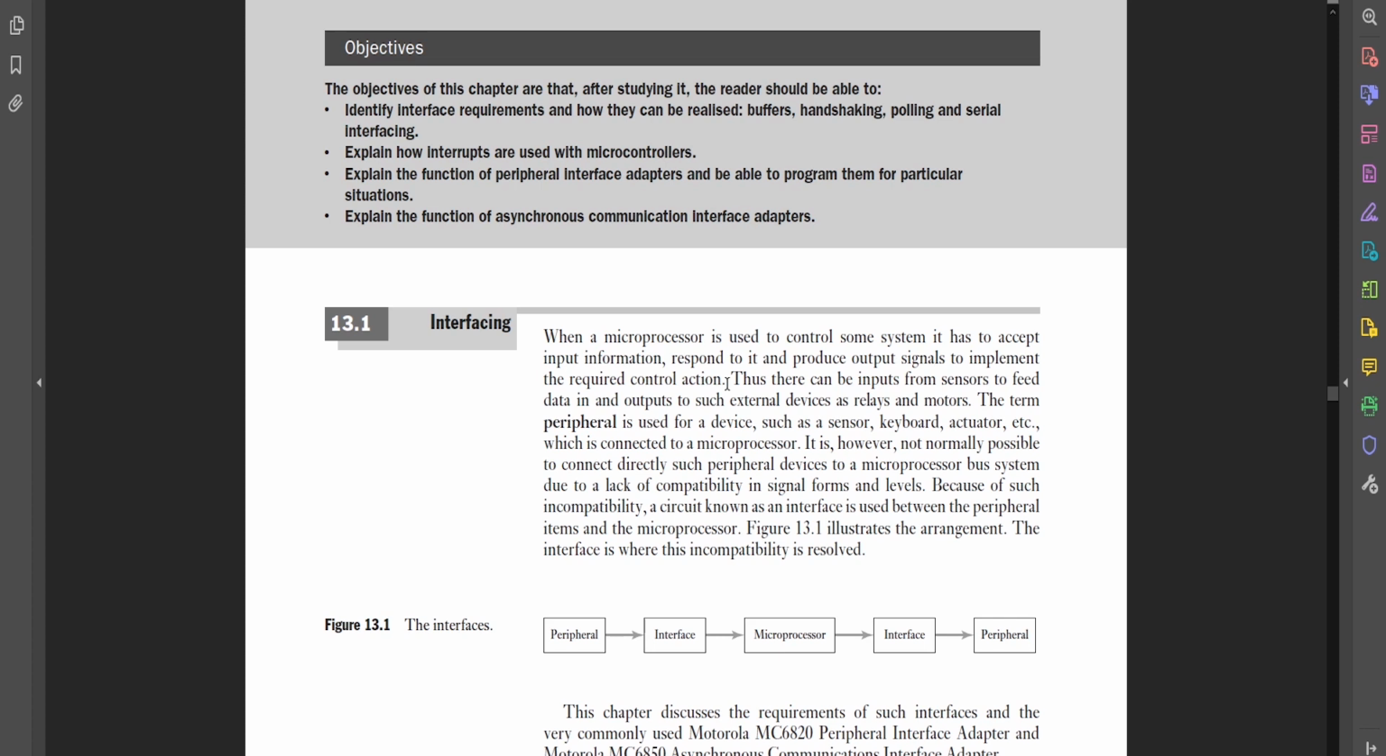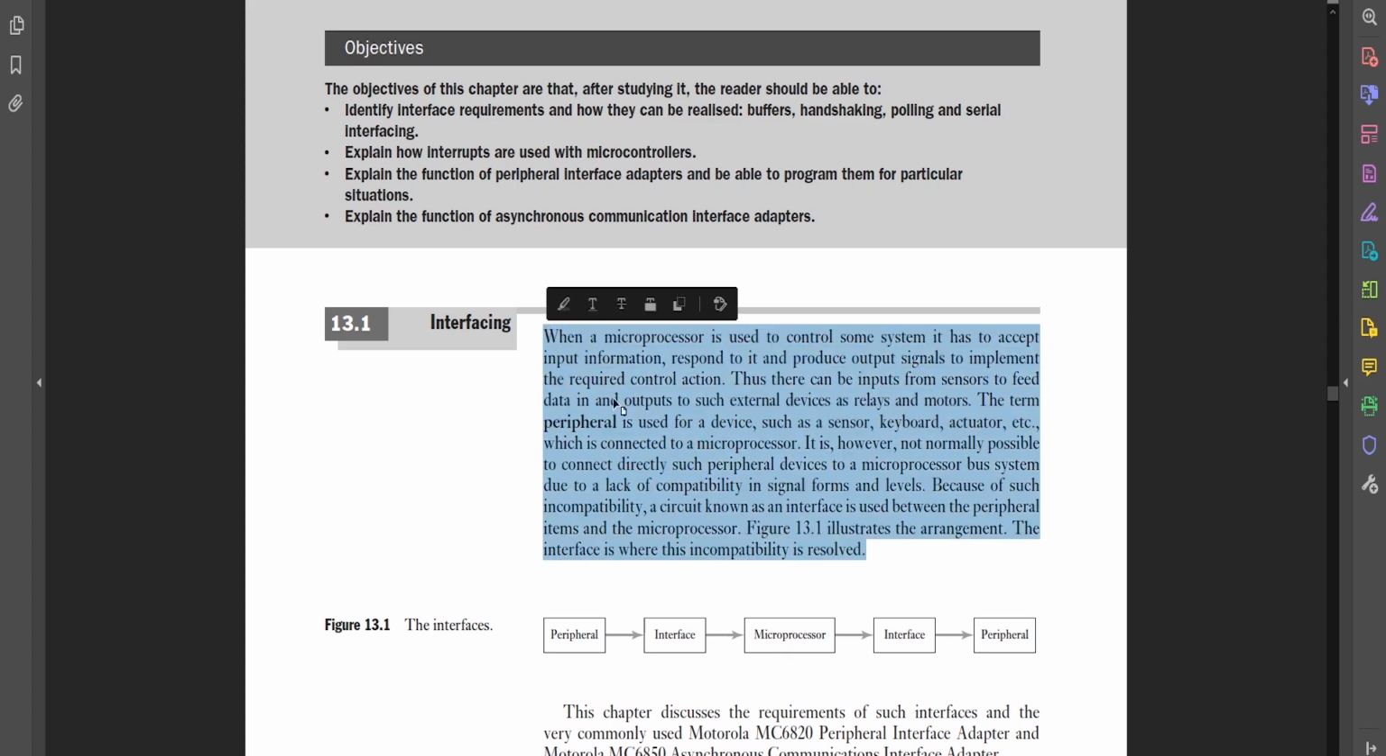Thus, there can be inputs from sensors to feed data in and outputs to such external devices as relays and motors. The term peripheral is used for a device such as a sensor, keyboard, actuator, etc., which is connected to a microprocessor. However, it is not normally possible to connect such peripheral devices directly to a microprocessor bus system due to lack of compatibility in signal form and levels. Because of such incompatibility, a circuit known as an interface is used between the peripheral items and the microprocessor. The interface is where the incompatibility is resolved.